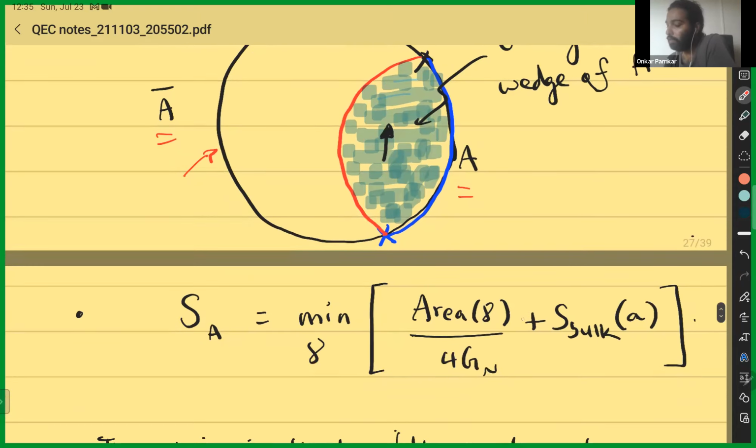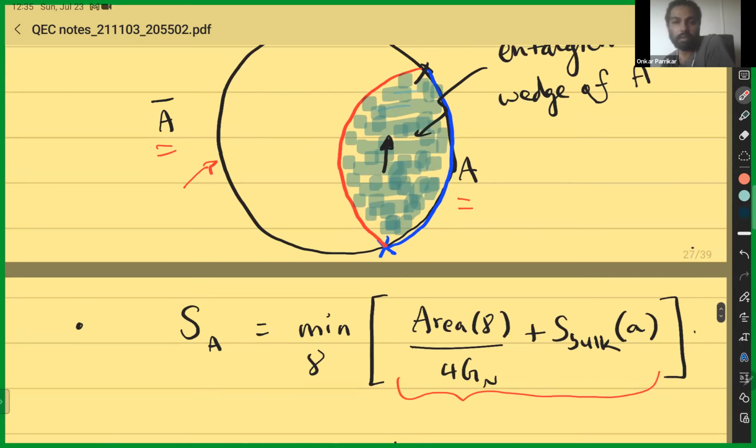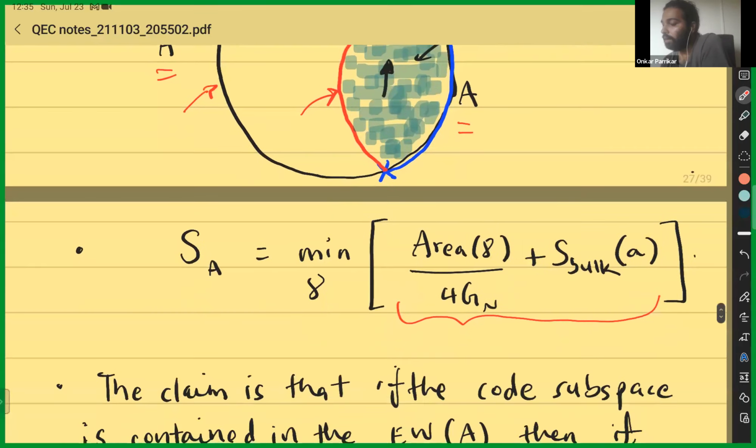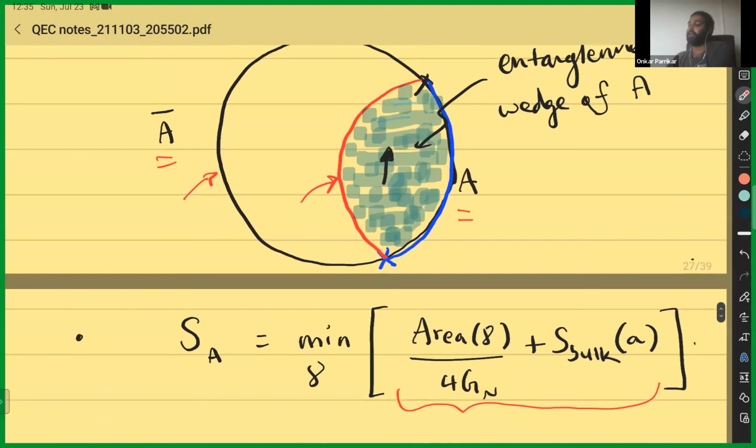given by this: you find the minimal area surface, or more precisely, you define this quantity, area over 4G Newton plus S bulk, over all possible surfaces that are anchored to this boundary subregion, and then you find the minimal one. In our context, where we are only going to think about leading order corrections in G Newton, you can think of the surface as the minimal area surface that is anchored to the boundary of the boundary side. Okay, and then the entanglement entropy is, of course, A over 4G Newton.